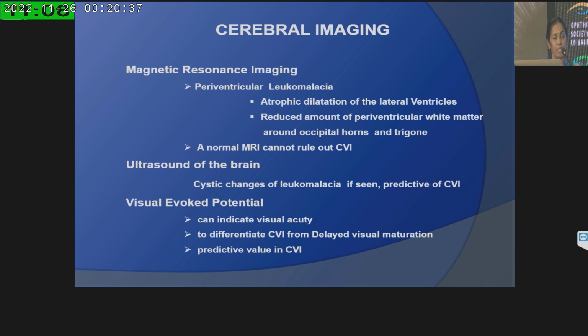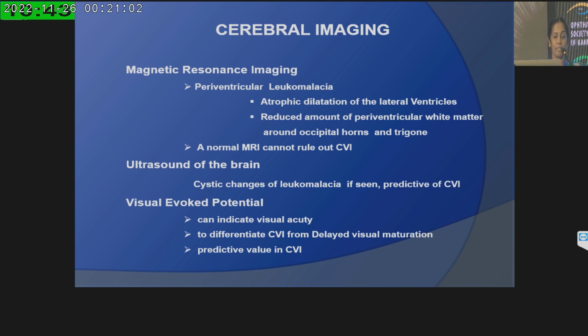MRI may show periventricular leukomalacia, that is atrophic dilatation of the lateral ventricles and reduced amount of periventricular white matter around occipital horns and trigone. But a normal MRI cannot rule out CVI. On ultrasound of the brain, cystic changes of leukomalacia may be seen.